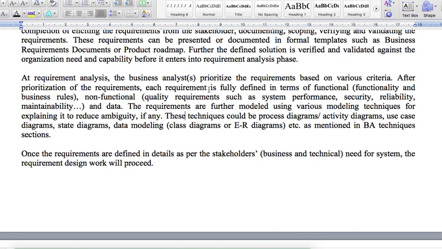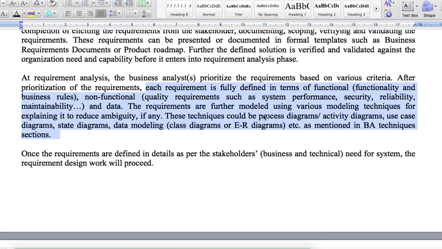Each requirement is fully defined in terms of functional, that is functionality and business rules, and non-functional, that is quality requirements such as system performance, security, reliability, maintainability, and so on. There are various types of non-functional requirements, and those are also well defined. Usually these requirements are captured in the functional requirement document, that is the FRD. Those are your solution needs. And then we talk about the data, what kind of data will be generated, and how the database will be structured. So these are your requirements.